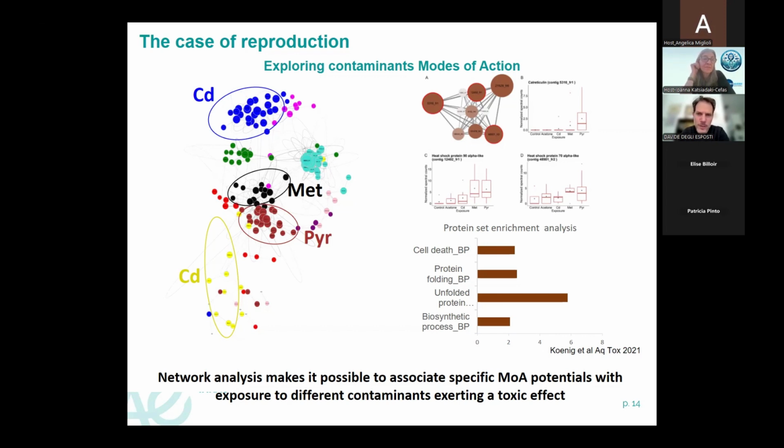And when we look at the function of these proteins, we saw that these are proteins involved in the response to unfolded proteins, so a sort of endoplasmic reticulum stress that in the literature seems to be a pretty conserved mode of action of testicular toxicity, and that is correlated to cell death when the stress is not resolved. So we show here that we could use this kind of approach to associate specific modes of action to different contaminants exerting a toxic effect.